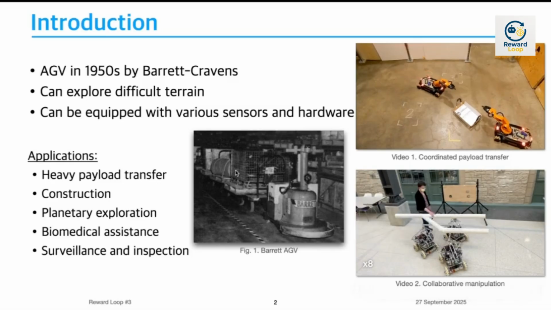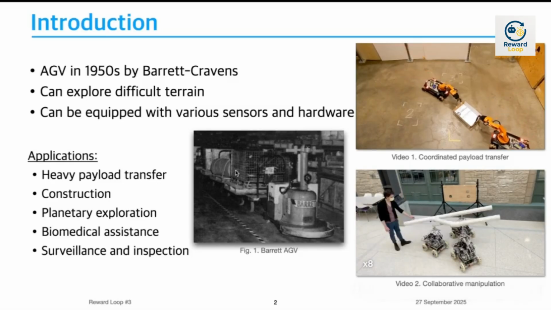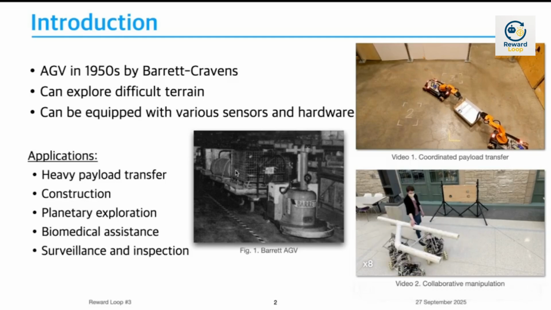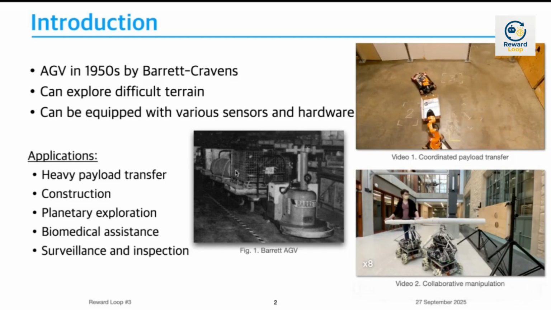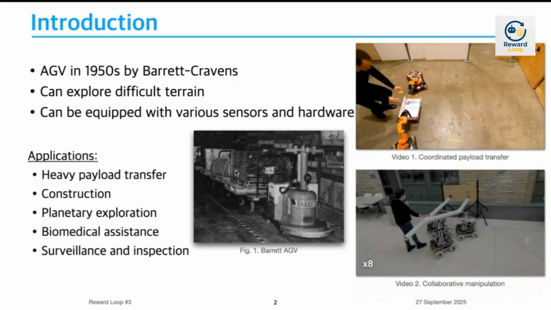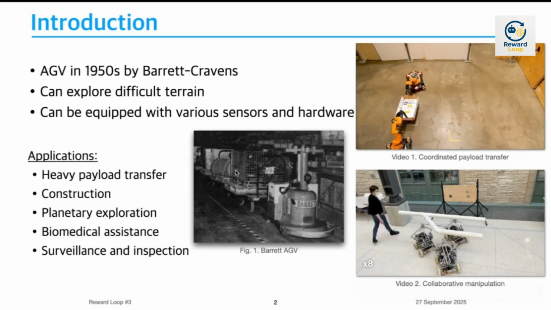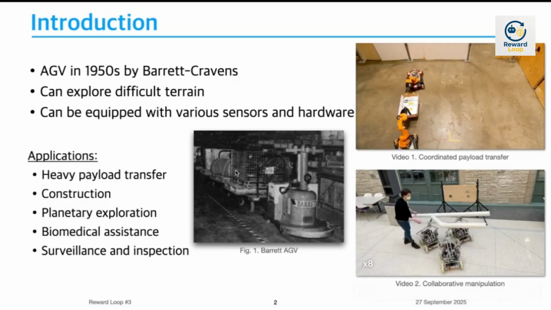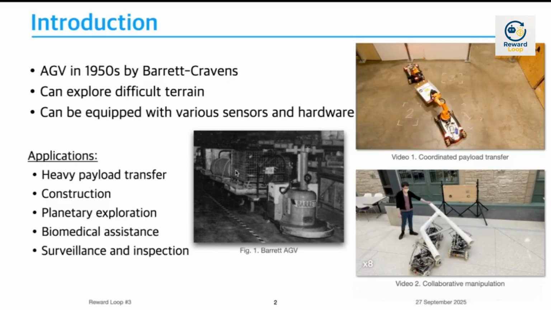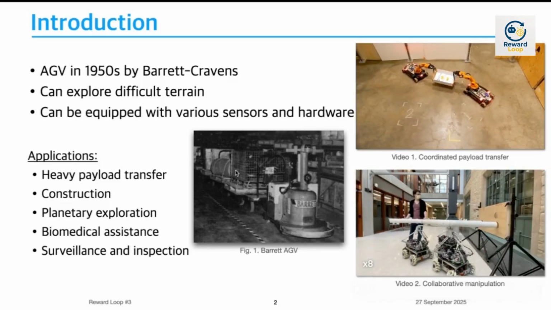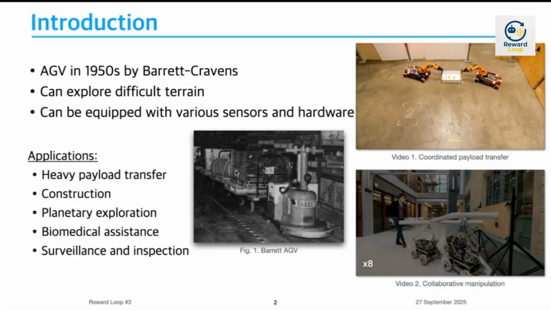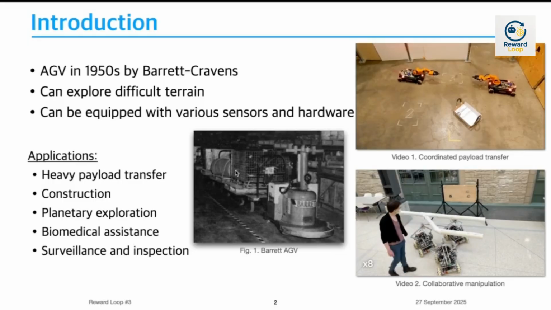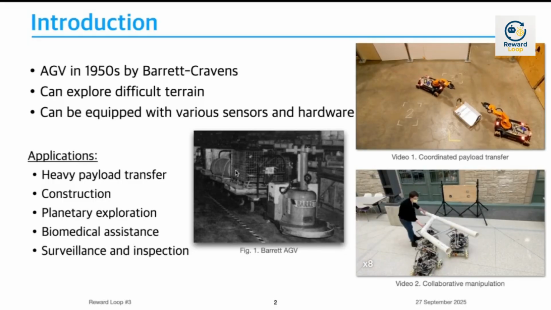The most beneficial advantage of a mobile robot is that it does nothing on its own, but it can be integrated with a lot of tools. It can be integrated with a lot of sensors and other hardware. For example, in video number 1, you can see two manipulator arms mounted over mobile robots, and they are coordinatedly performing a payload transfer operation from different positions.